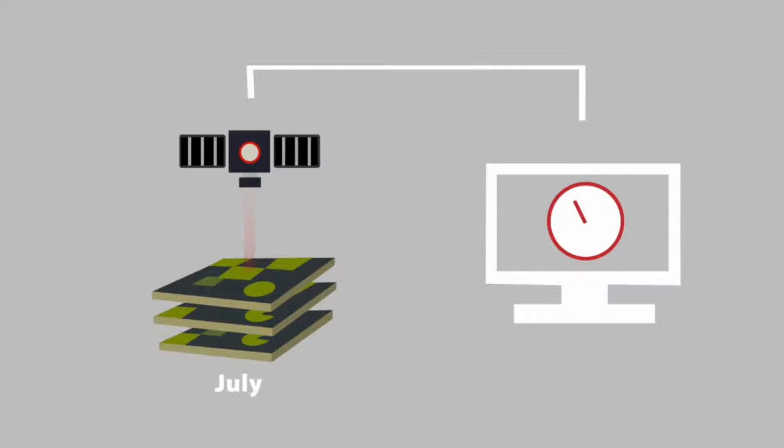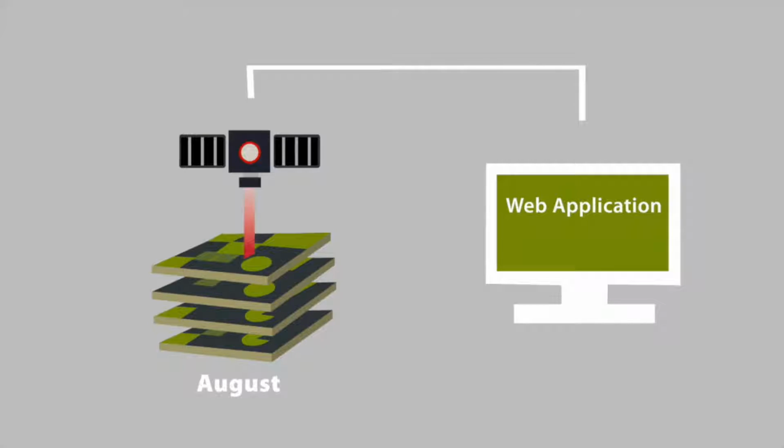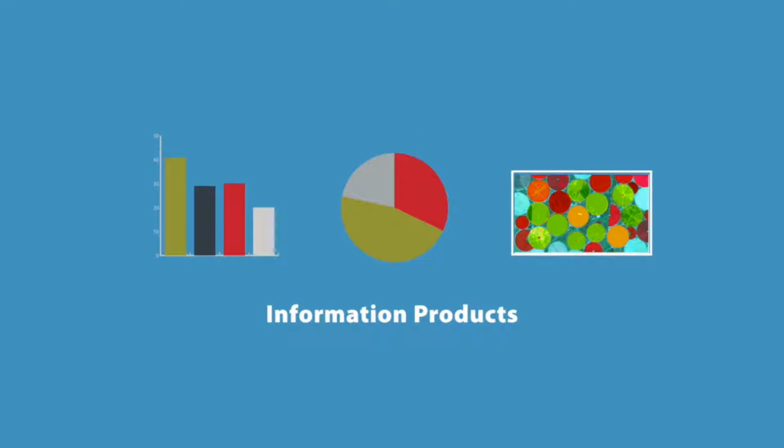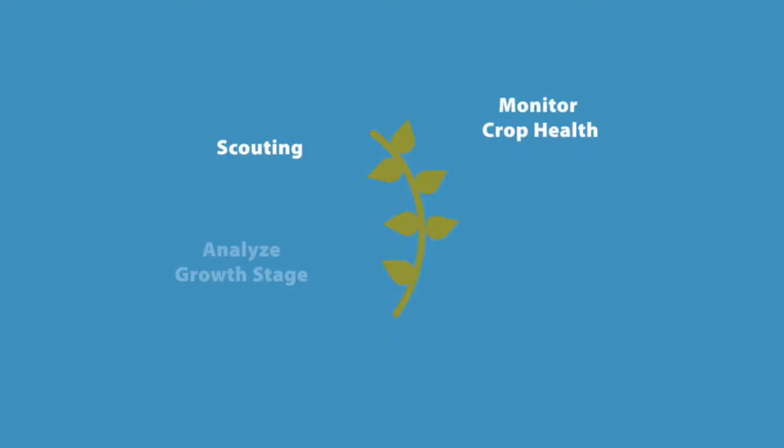All imagery, including Landsat 8, is stored in our cloud environment shortly after acquisition. You can then access the imagery through a web application or API. And finally, you can create and distribute an unlimited number of information products for use in all of your applications.